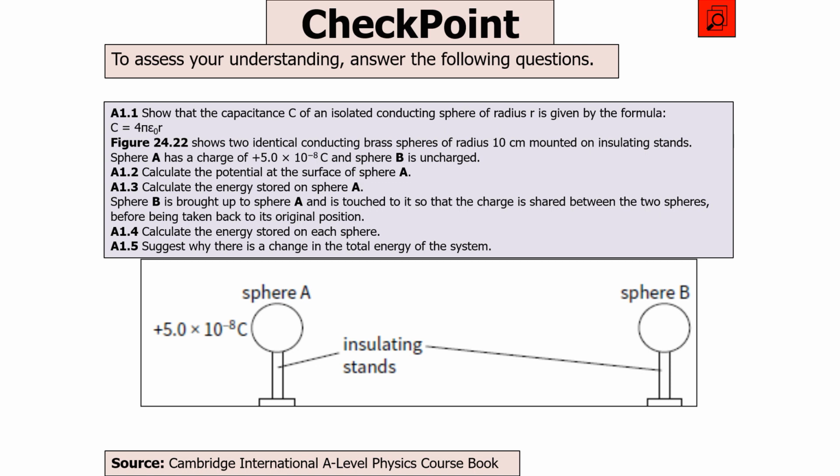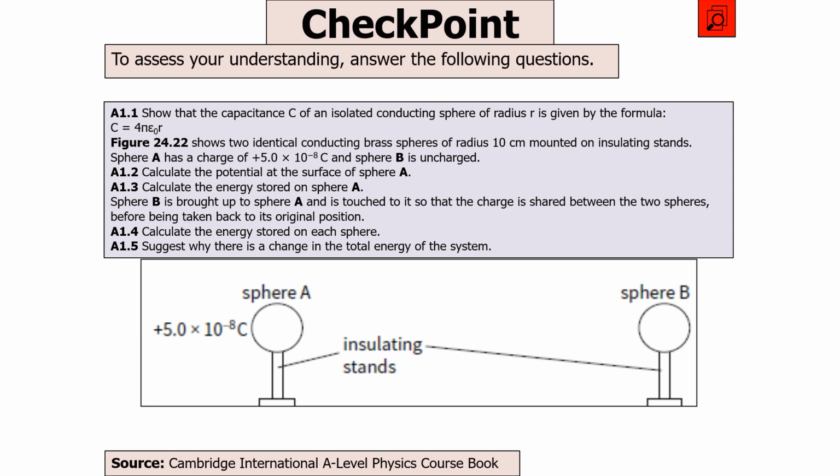Then figure 24.22 shows two identical conducting brass spheres of radius 10 centimeters mounted on insulating stands. Sphere A has a charge of plus 5.0 times 10 to the minus 8 coulombs and sphere B is uncharged. Calculate the potential at the surface of sphere A, then calculate the energy stored on sphere A.